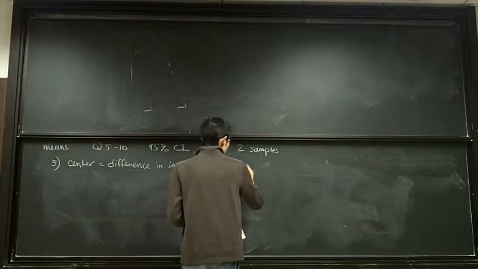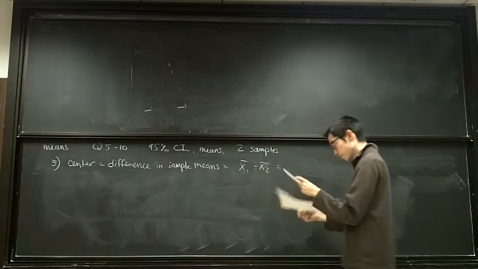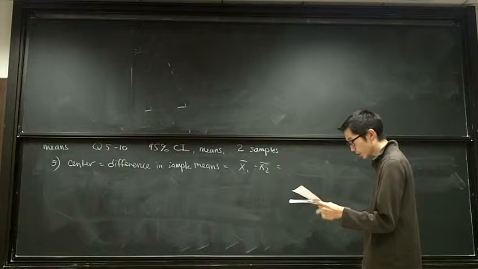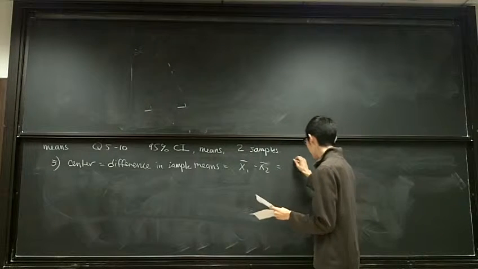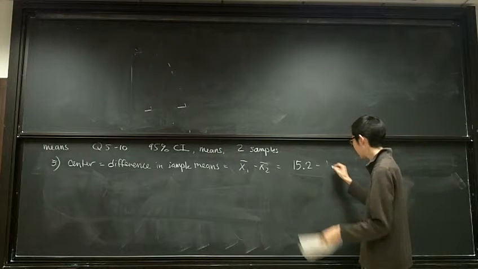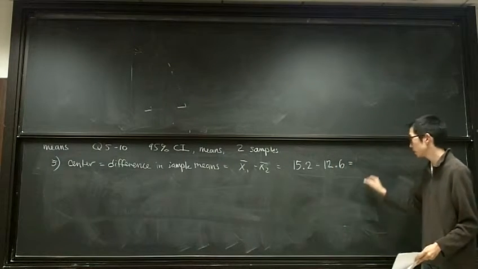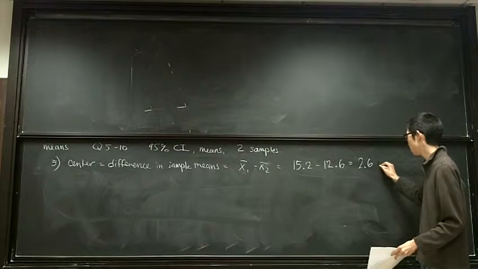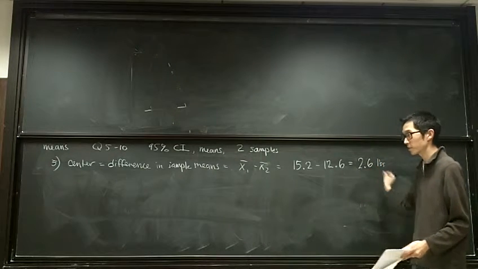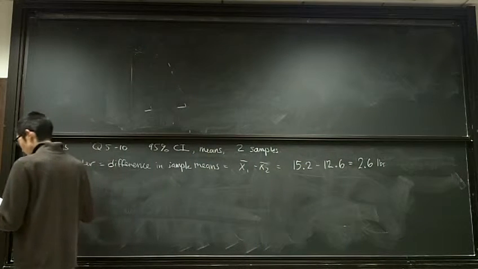So that's going to be x1 bar minus x2 bar, which in this case, average 15.2 pounds minus the average of the other diet, 12.6. Okay, so we're going to get a difference of 2.6 pounds. This is your center of the interval. This is the part that goes before the plus or minus.